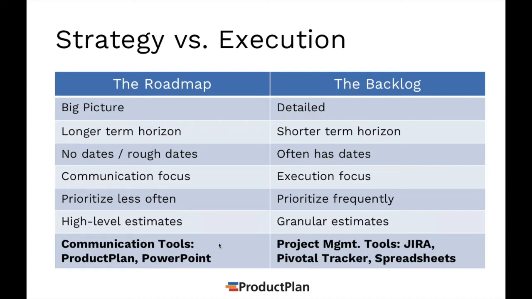Now, because the focus of the roadmap versus the backlog is very different, people tend to use different tools. Tools that are focused on communication, such as PowerPoint, or product roadmap software like ours, ProductPlan, tend to be appropriate for communicating with your stakeholders. The backlog, because it is short-term and execution-focused, tends to have project management tools associated with it, like Atlassian's Jira, Pivotal Tracker, or even spreadsheets or Trello. Products like that tend to be used more for the backlog.